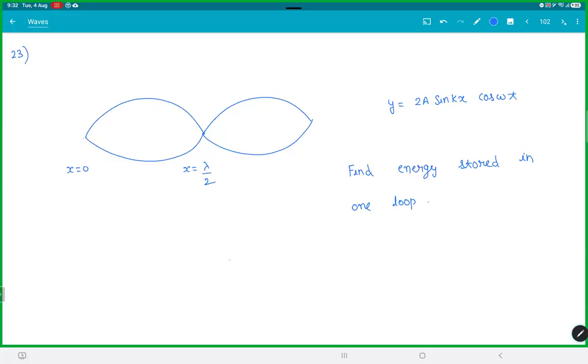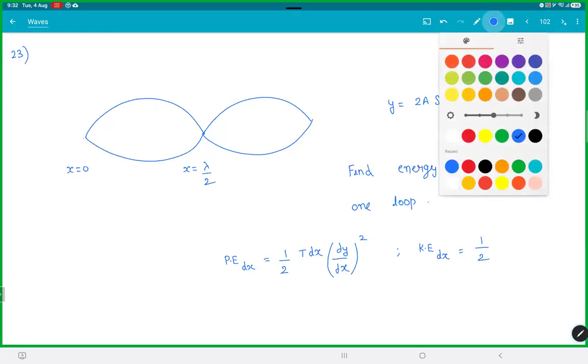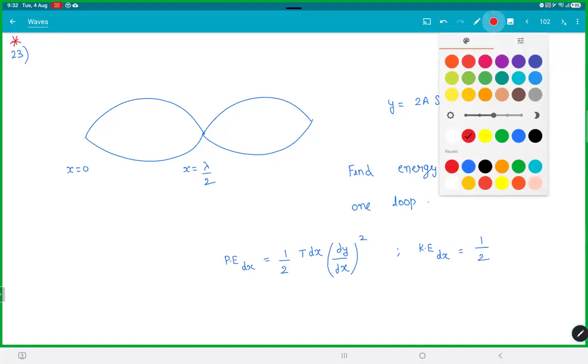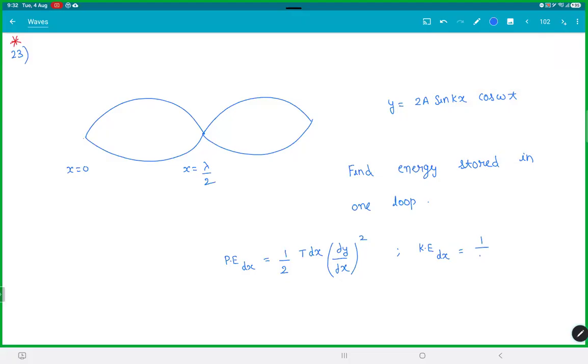Now, if you remember the formulas which we derived for a segment, they're still valid. These formulas I never derived for a stationary wave; I derived them for a string. What is the formula? Half T dx (dou y by dou x) whole square. If you just want energy in a loop, there's a very easy way to do this. I'll do that also. But this question is really important. They can ask some really good theoretical advanced questions on this. They have never done that before, but they'll do it some time, some year. And for kinetic energy, half mu dx (dou y by dou t) whole square.